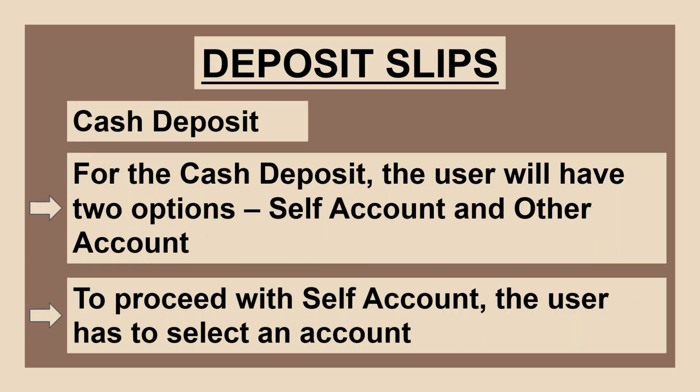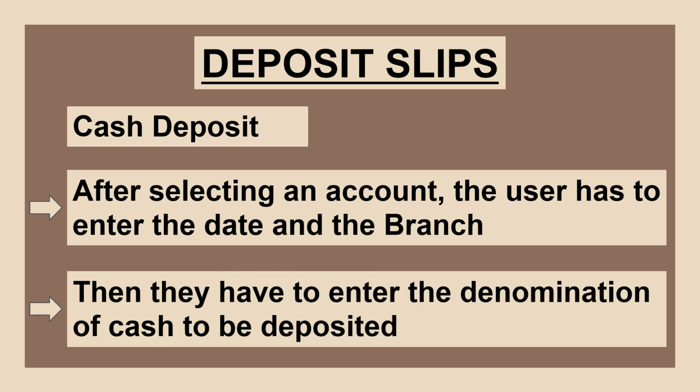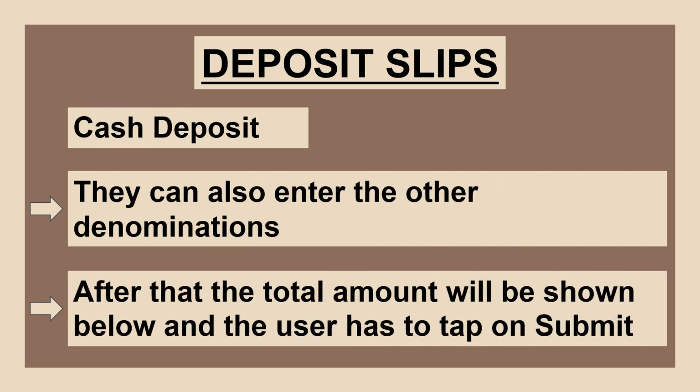Cash deposit. For the cash deposit, the user will have two options, self account and other account. To proceed with self account, the user has to select an account. After selecting an account, the user has to enter the date and the branch. Then they have to enter the denomination of cash to be deposited. They can also enter the other denominations. After that, the total amount will be shown below and the user has to tap on submit.